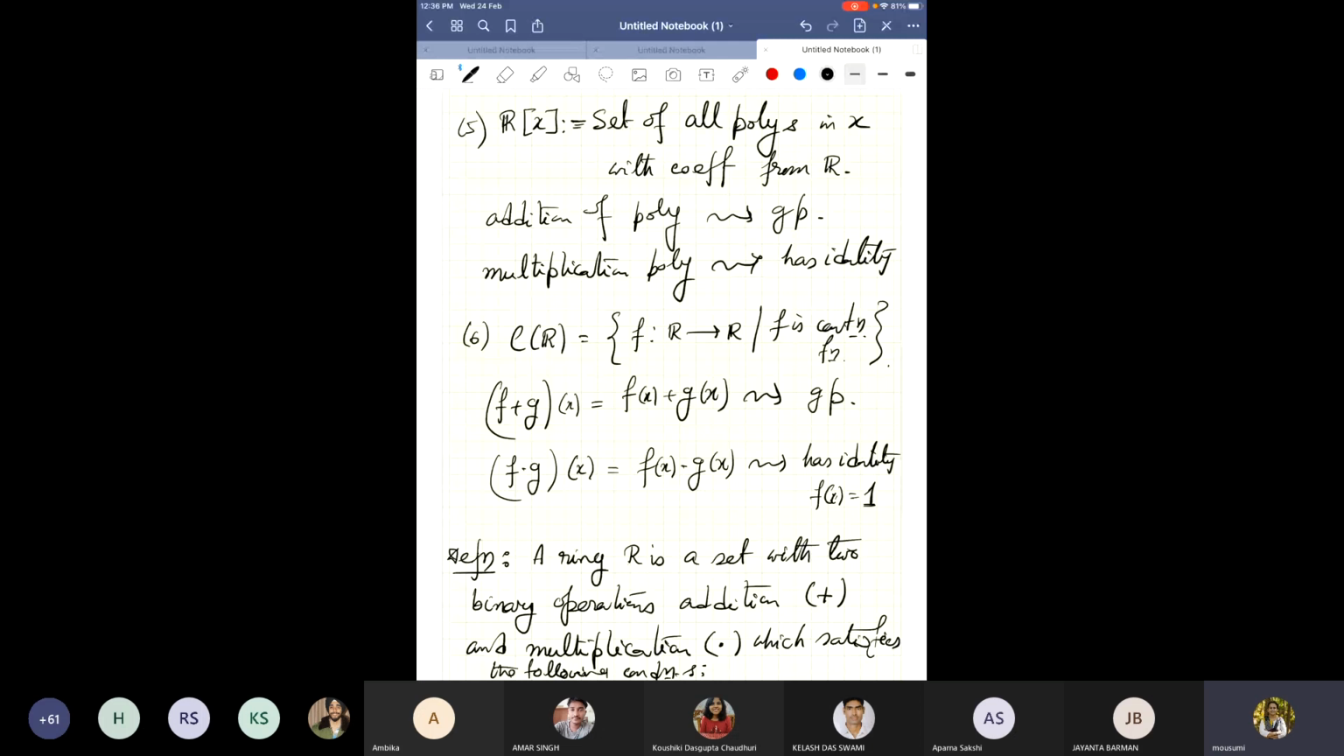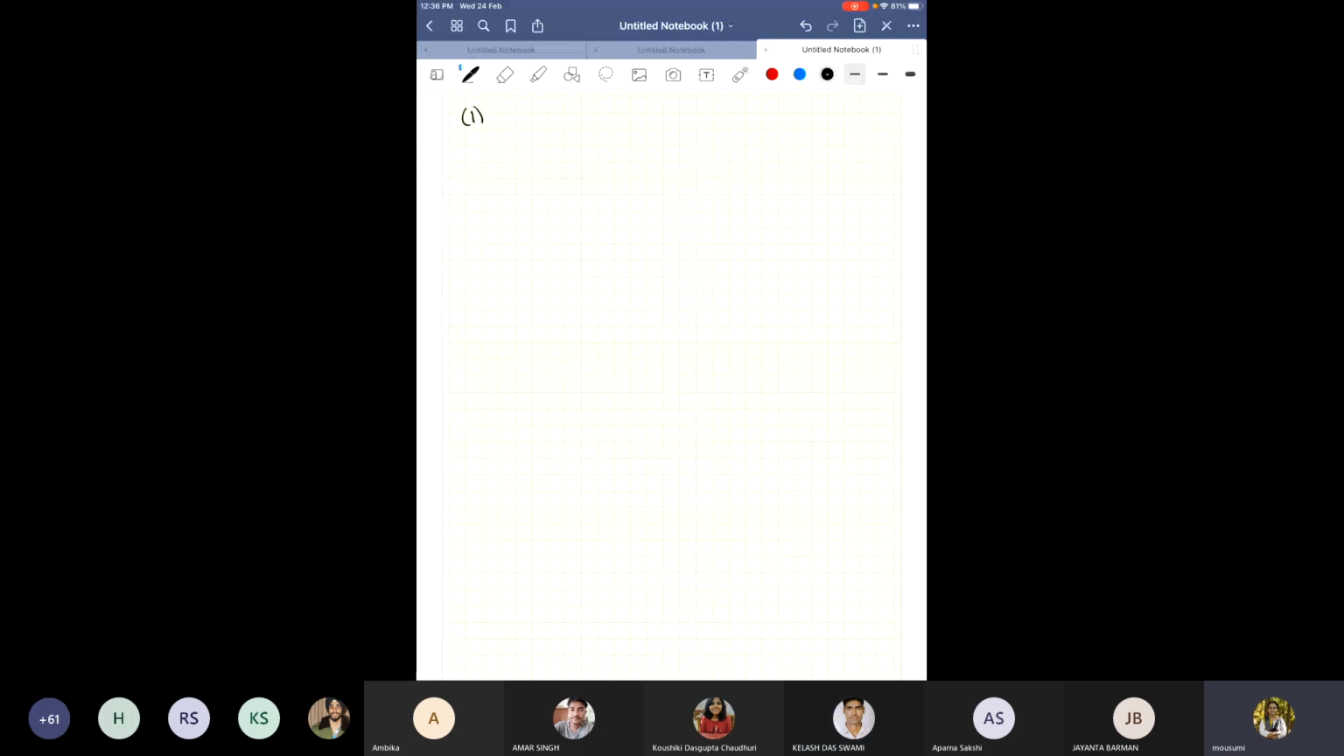Shall we go to the next page? Yes, ma'am. Okay. What are the properties? R with respect to addition is an abelian group. Since it is a group, it will have an identity, and the notation to denote the additive identity is 0.